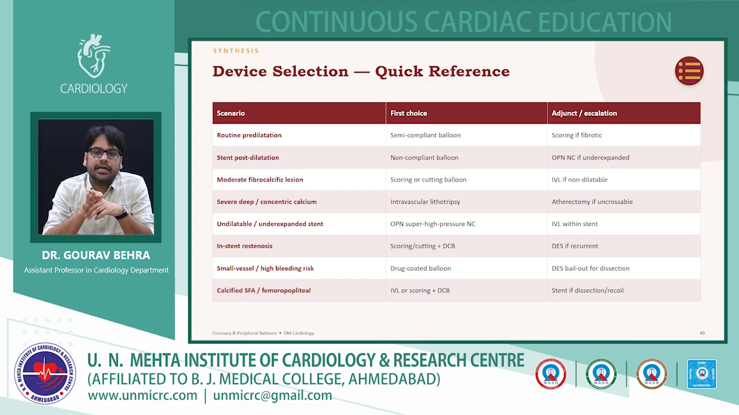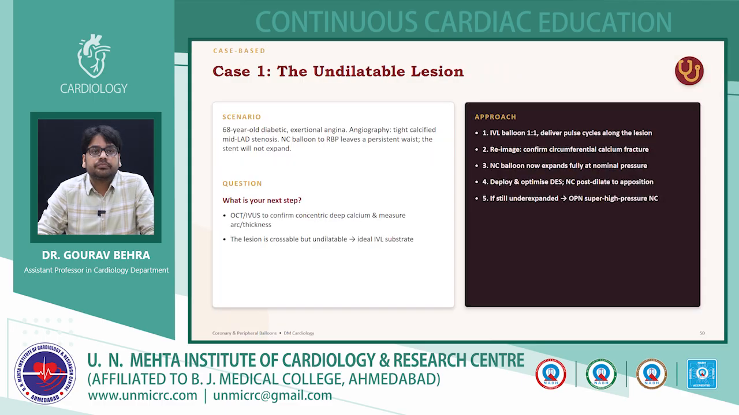If there is ISR, you can use ISR scoring or cutting balloon plus DCB. If there is a small vessel, you can use drug coated balloon. And in peripheral calcified SFA or femoropopliteal lesions, you can use IVL, scoring or drug cutting balloon.